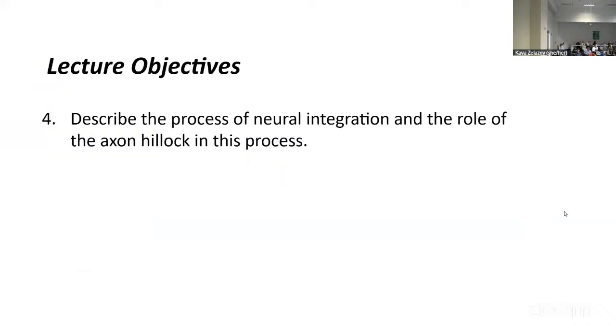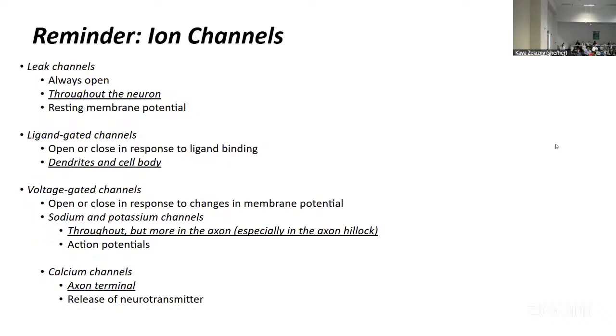So now we're going to think about integration and convergence. So a reminder about our ion channels, right? The types we've had so far. We're thinking about cell locations, neuron locations right now. We had our leak channels throughout our neurons everywhere, right?